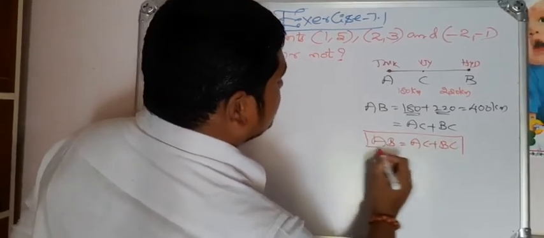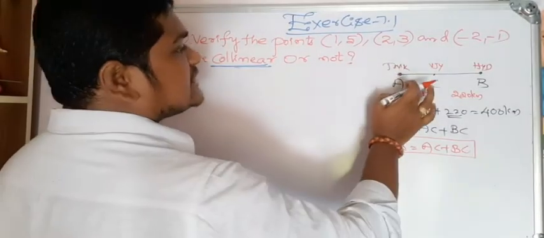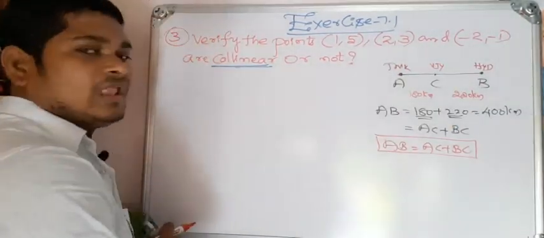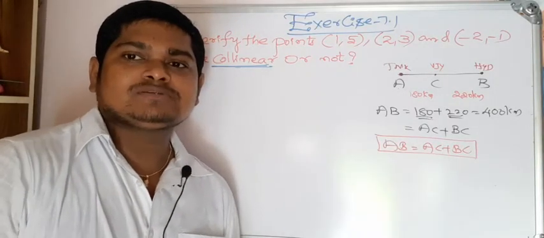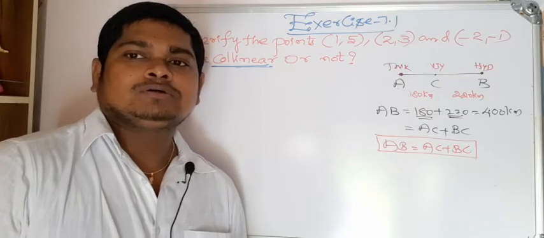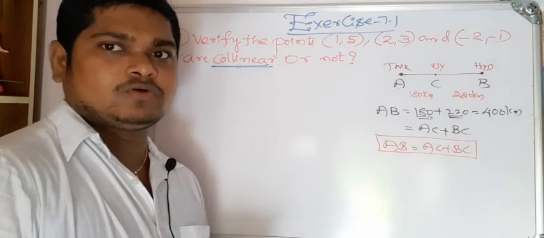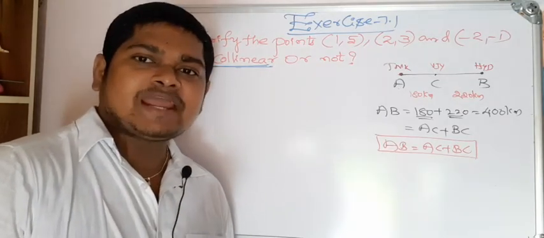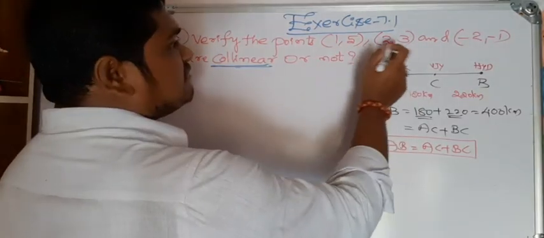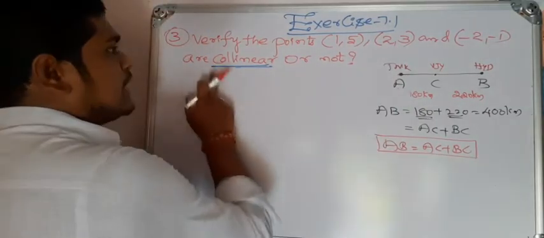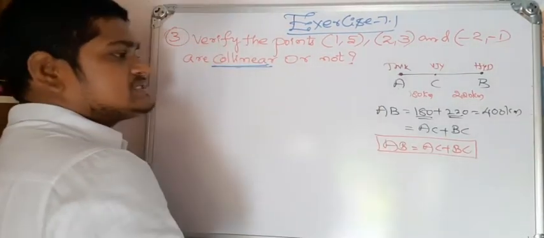Suppose we have to say those 3 points are collinear. That means those 3 points lie on the same line. Lying on the same line is nothing but collinear points. If they give points and ask to show that the given points lie on the same line, then we have to prove collinear points. See here, they gave 3 points. To prove whether (1, 5), (2, 3), (-2, -1) are collinear or not, we have to check this condition, that is AB is equal to AC plus BC.